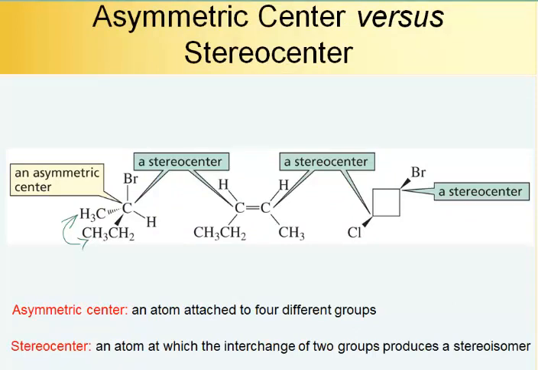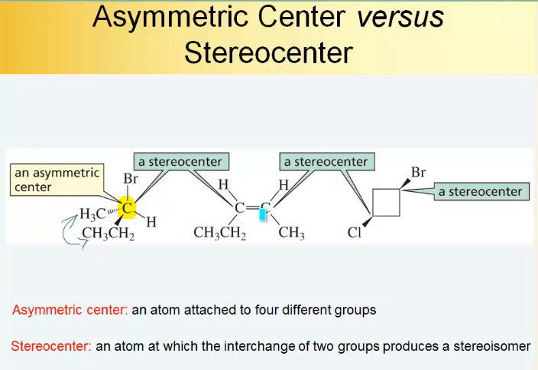In order to determine if you have a stereocenter as well as an asymmetric center, you need to look at your asymmetric center. Now, all asymmetric atoms, that is an atom that has 4 different groups attached to it, will be stereocenters. But not all stereocenters are asymmetric atoms.